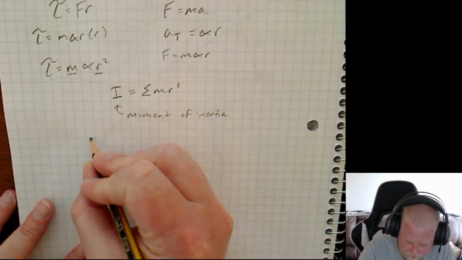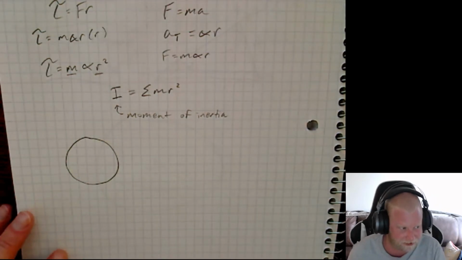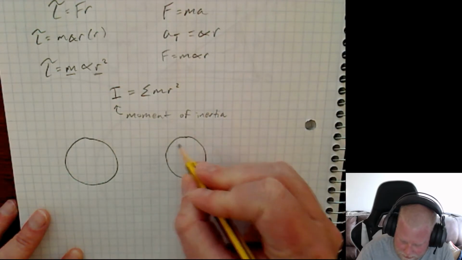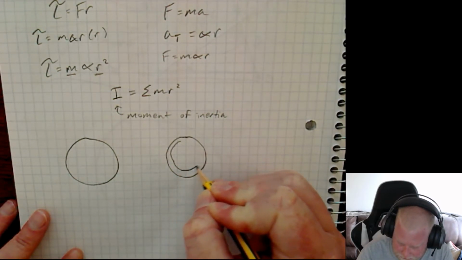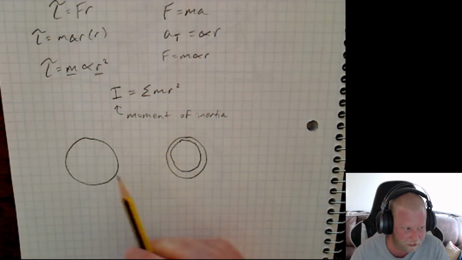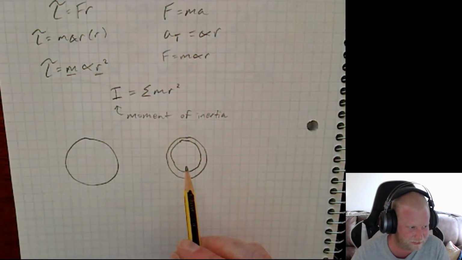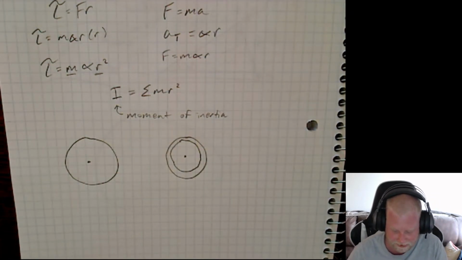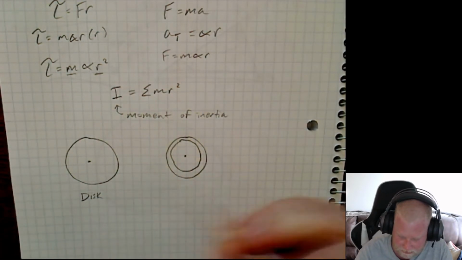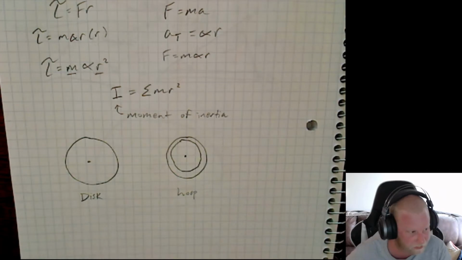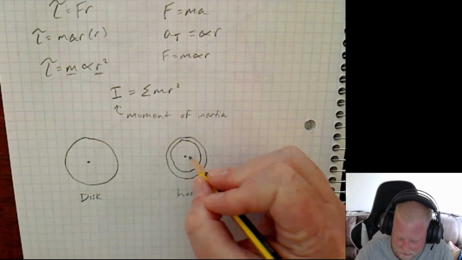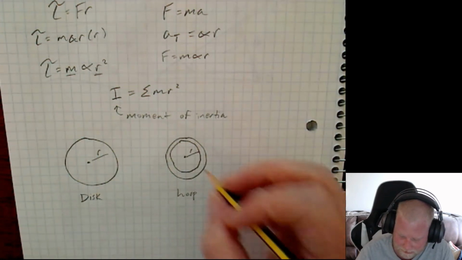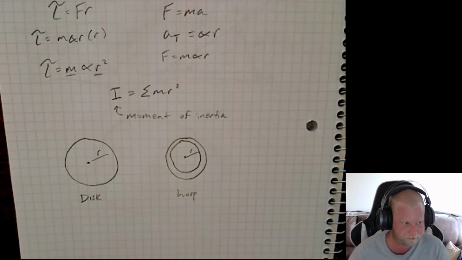So for instance, let's say we've got two objects, and they're both going to be rolling down a hill. One of them is a solid sphere or solid disk, and the other one is a hoop. Now let's say that both of these have the same mass and they're the same size. So the center of rotation is going to be directly in the middle. So we've got our disk here, and we've got our hoop. Again, these R's are going to be identical, and the masses of both are going to be identical.